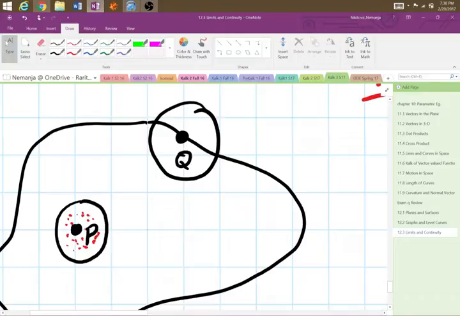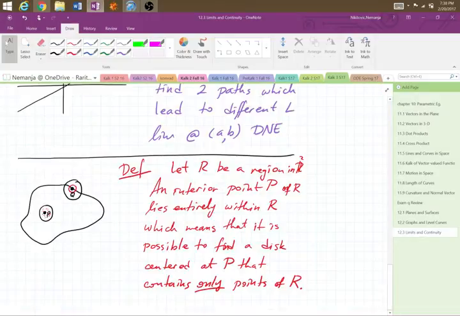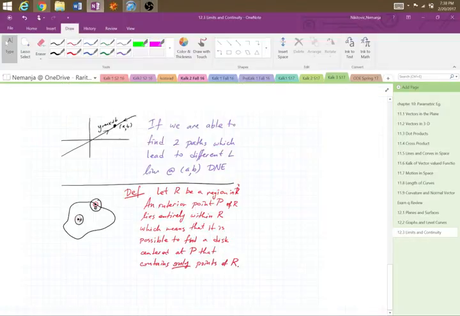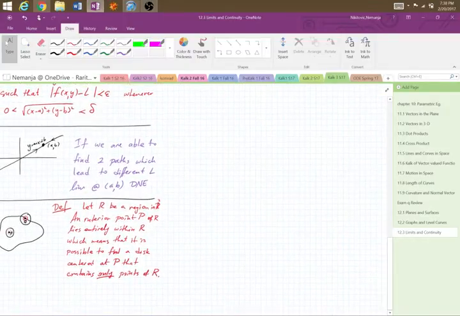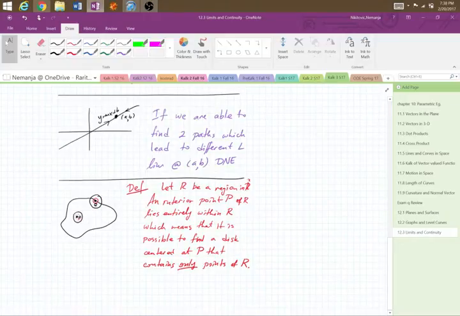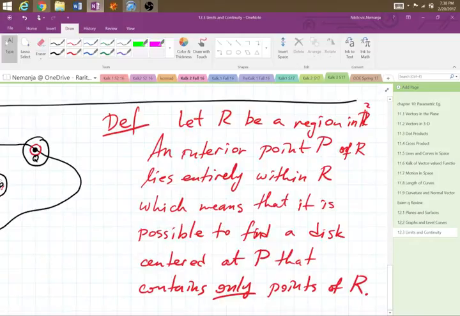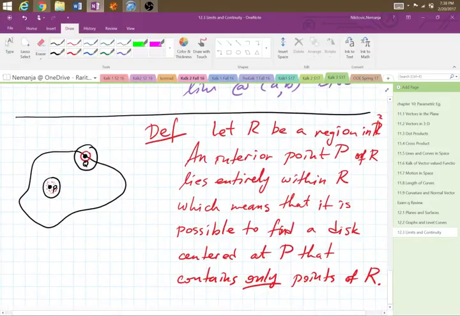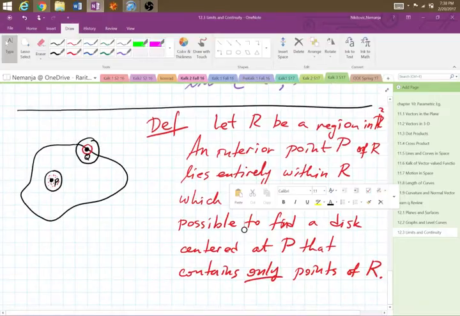Because this has to be the center, and you have to have a radius. Now, it doesn't matter how small you make this radius. If you make it really small, when I zoom out, you see, that's much smaller. I can make it even smaller. It doesn't matter how small you make this, it will always have points inside R, which is the region, and outside R. So that would be the definition for the boundary point. A boundary point is the point which has that behavior.